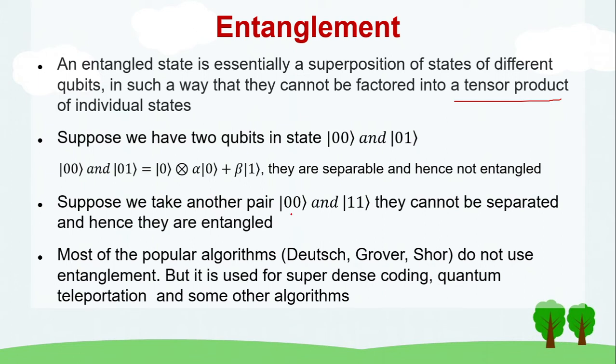But if we are given a pair like this, 0 0 and 1 1, whatever you do, you just can't separate them. That's why they are called entangled. Okay, so what is the use of an entangled pair?